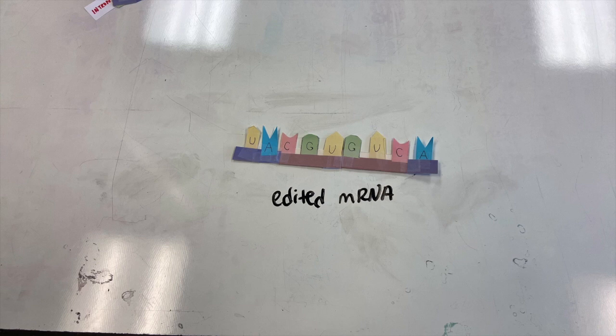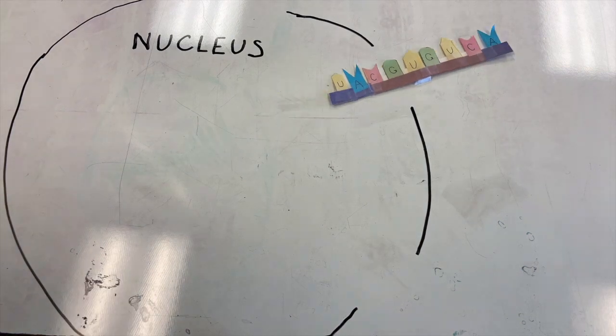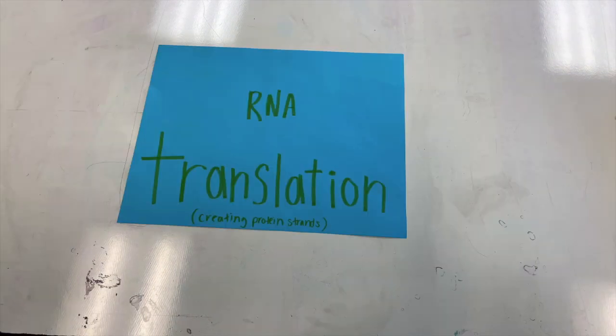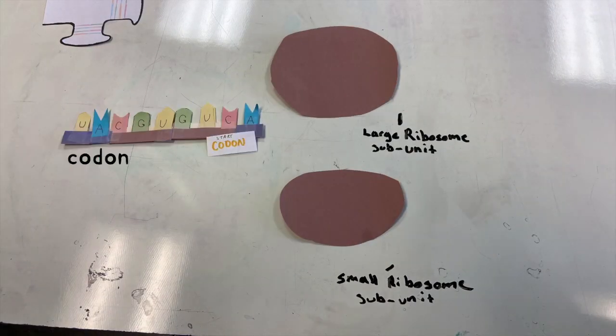But there are also 3 different types of RNA, not just mRNA. We've got tRNA and rRNA, which we'll talk about later. So the edited mRNA can now exit the nucleus and will now be used to do RNA translation, which is creating the protein strands. Starting with initiation, the start codon will bond to the ribosomes, and each codon is 3 base pairs, which is like a word that the ribosomes will translate.